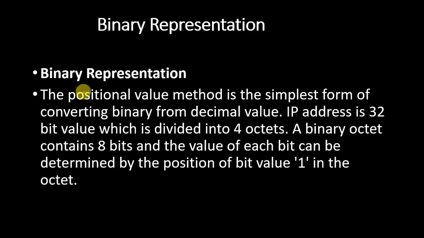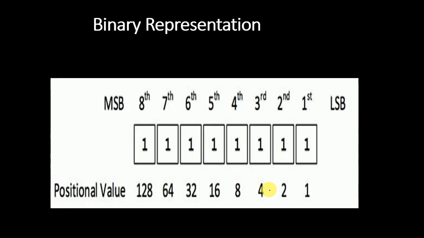Next, binary representation. The positional value method is the simple form, and it can be used to convert from binary to decimal value, that is, the IP address. It is a 32-bit value which is divided into 4 octets, and each binary octet contains 8 bits, and the value of each bit is determined by the position of the 1 in the octet. This one is the binary representation. This is the MSB and this is the LSB. The positional values are 1, 2, 4, 8, 16, 32, 64 and 128.